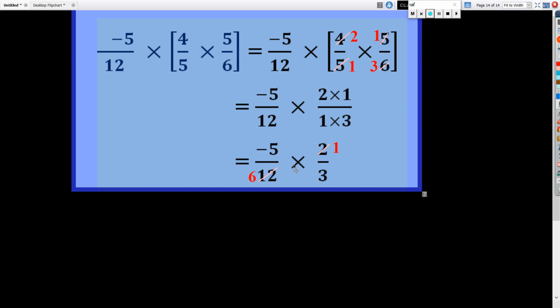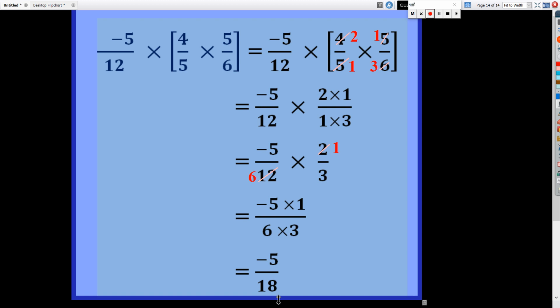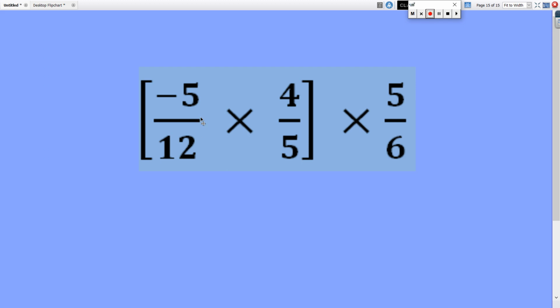In this, 2 and 12 are there, you can divide both by 2. So 2 by 2 is 1 and 12 by 2 is 6. So you get negative 5 into 1 as numerator, 6 into 3 as denominator. That is negative 5 into 1 is negative 5, 6 into 3 is 18. So the answer is negative 5 by 18. Now do negative 5 by 12 into 4 by 5 into 5 by 6. What will you get?